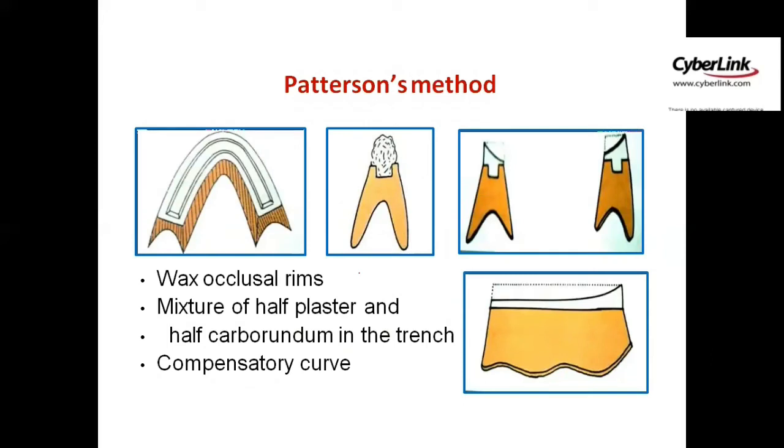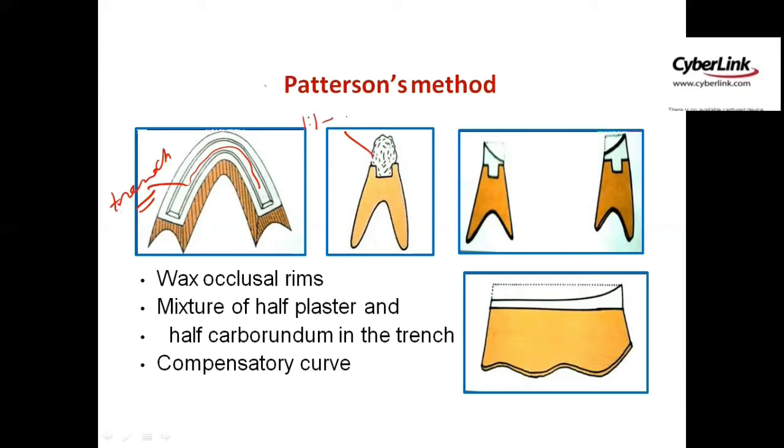Here the occlusal rim made of modeling wax is used. What we will do, we will make a trench or trough throughout the rim. A 1:1 mixture of carborundum and dental plaster is loaded into the trench. This is your mixture. How we load it, you can see in the picture.